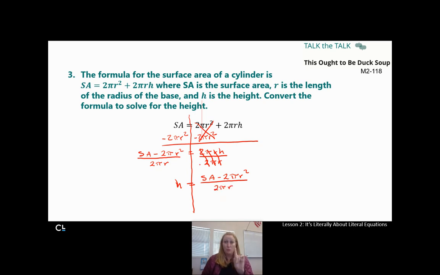Now I'm going to warn you right here, right now. The 2's do not cancel out, the pi's do not cancel out, and the r's do not cancel out, because you have to take care of that subtraction before you can divide anything. So we're kind of stuck with it like this. It's not the prettiest thing, but it does the job. We got the H alone. That's what we wanted, right? That's a good thing.